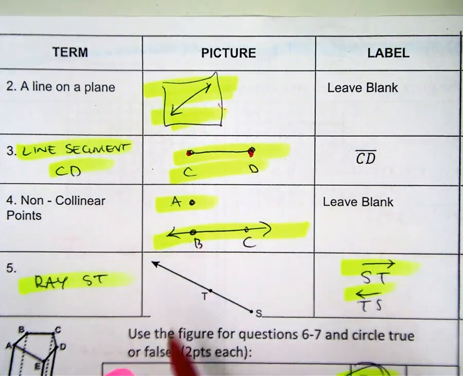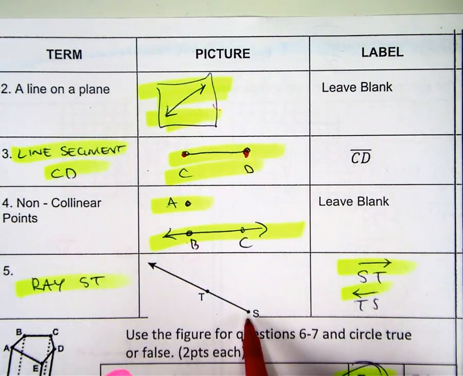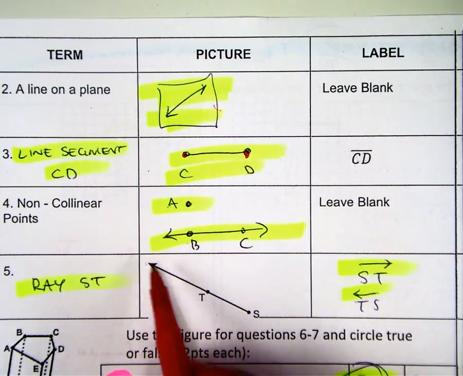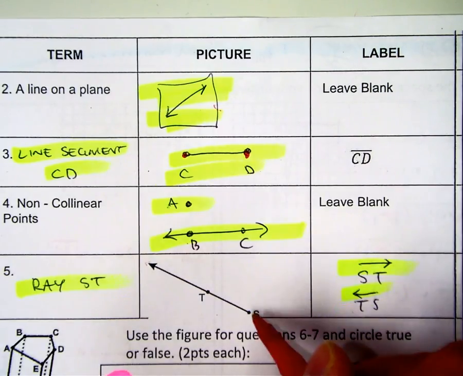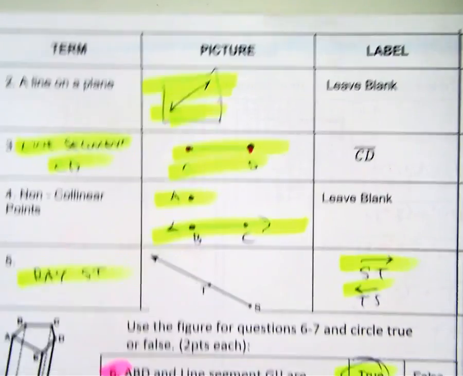Question number 5, this is called ray ST. If you forgot ST, you took off a point. Starting in S and going towards, the arrow is going towards the T there. So when you're writing your notation, the arrow is above the T. Remember, we don't put a point there. That would be incorrect. If you put a dot there, I took off a point.